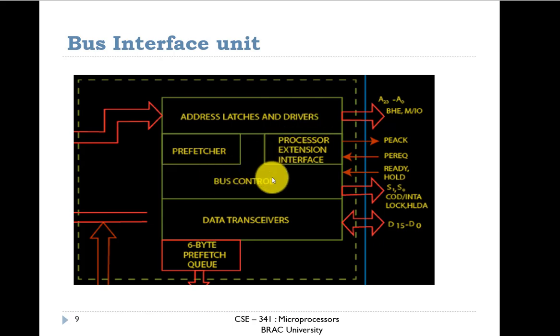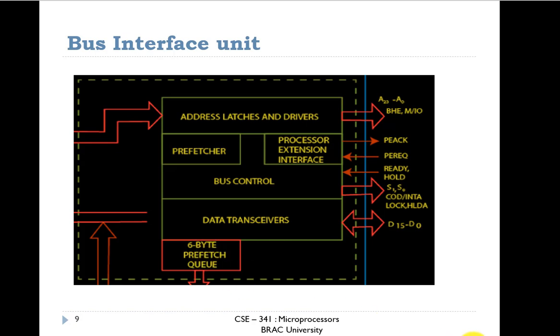The bus control logic generates control signals. Whatever data is input from random access memory is available on the D0 to D15 data lines and enters the microprocessor via the data transceiver. Then the instructions are stored in the 6-byte prefetch queue.